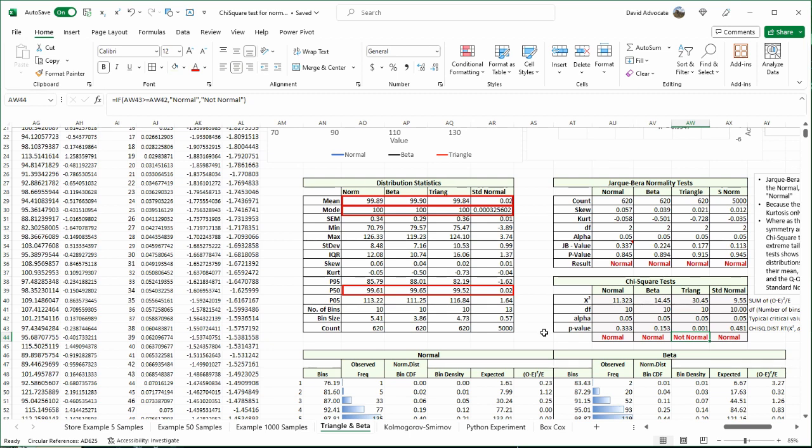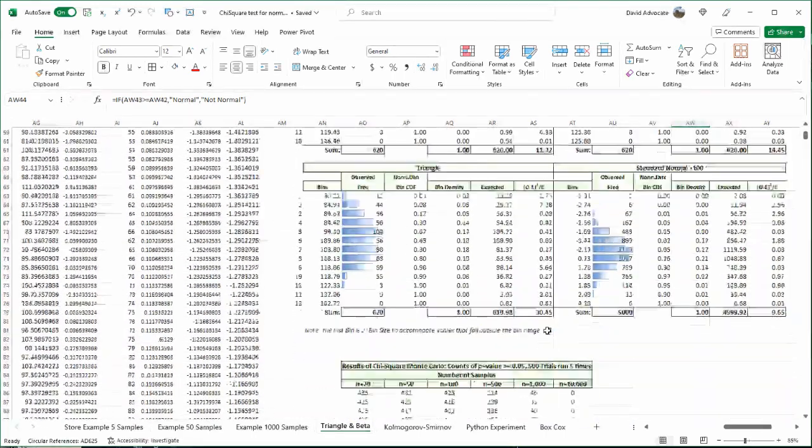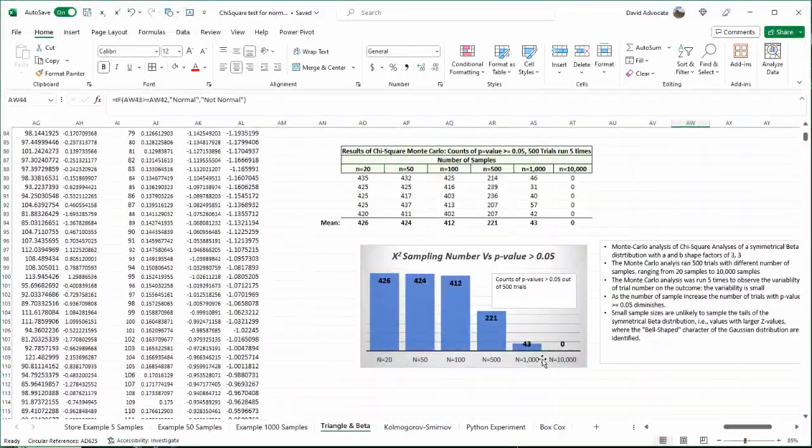To see if the number of samples has an effect on the normality test, I did a Python experiment, and I have the results down below here. What I did was I ran 500 trials, and I ran it 5 times, changing the number of samples. And here I'm just putting the mean. So this is for a beta distribution. And we see that if I run 20 samples, 426 times out of 500 trials, I'll get a p-value greater than 0.05. At 50 samples, similar results.